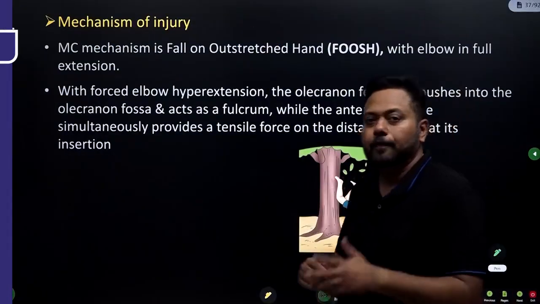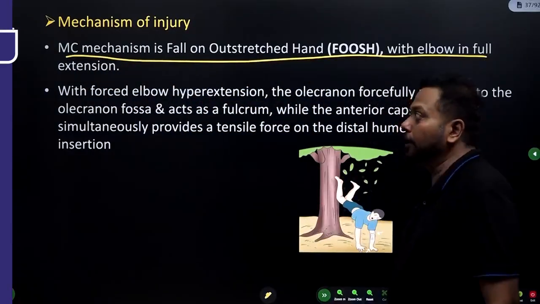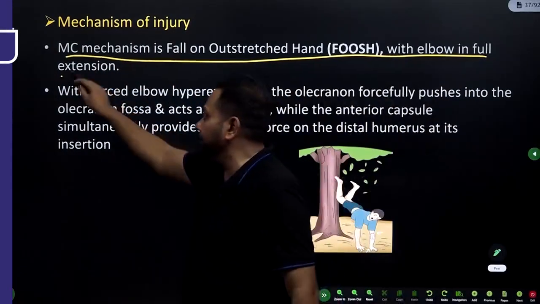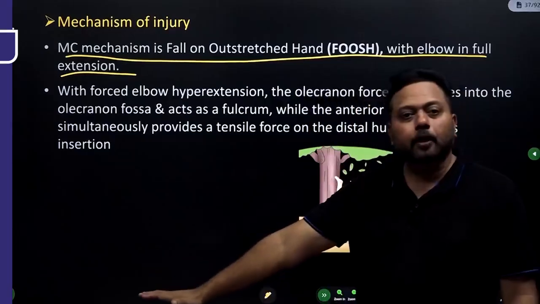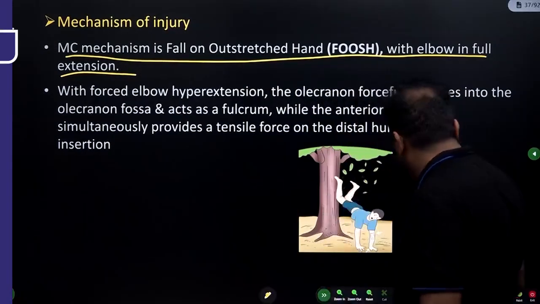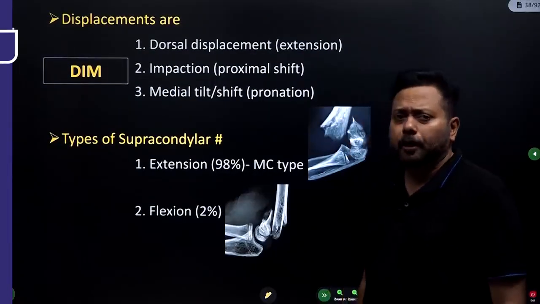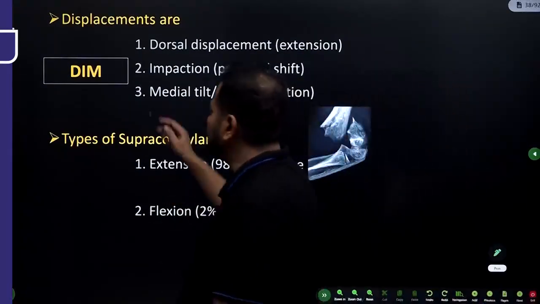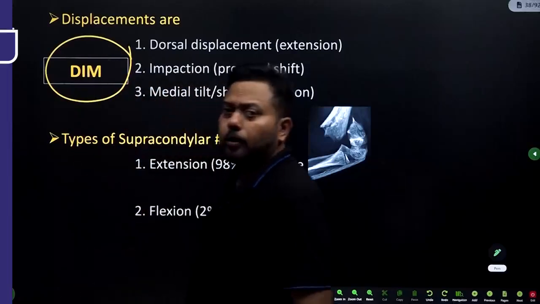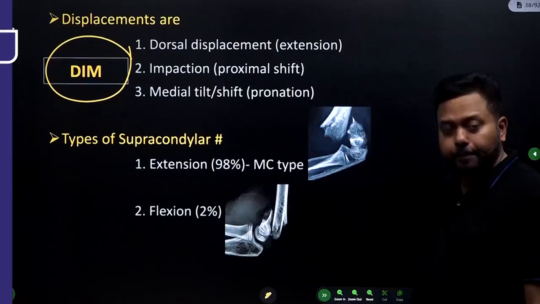Mechanism of injury: the most common mechanism is fall on outstretched hand with the elbow in full extension. That's the point. Fall on outstretched hand alone is not enough; it must be in full extension. That's why extension type of supracondylar fracture is the most common type. For the common displacements of supracondylar fracture, the mnemonic we use is called the DIM mnemonic. For Colles fracture, it is Dinner fork's mnemonic. For supracondylar fracture, it's called the DIM mnemonic.